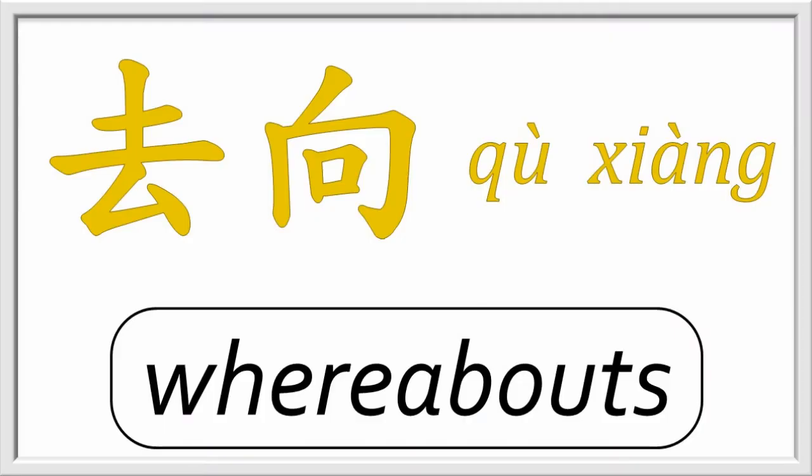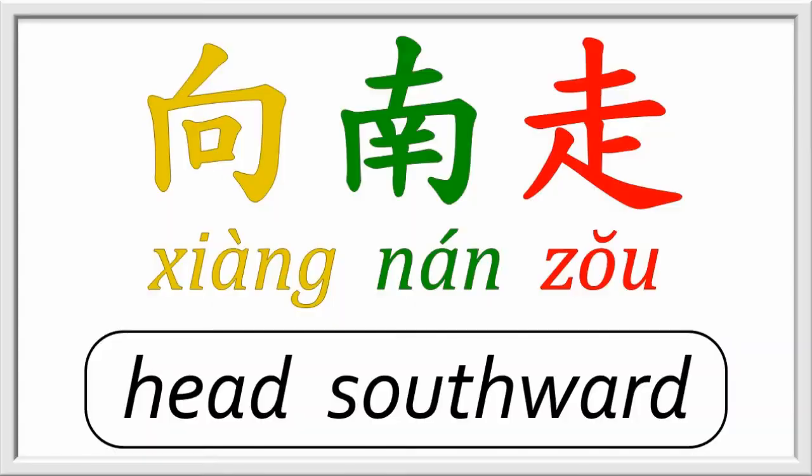One expression that can be made now is qu xiang, meaning the direction in which somebody or something has gone, as in the killer's whereabouts are unknown. Predictably, this character is often used with directions such as north, south, east, west, in, out, up, and down. For example, to go south, head south would be 向南走.